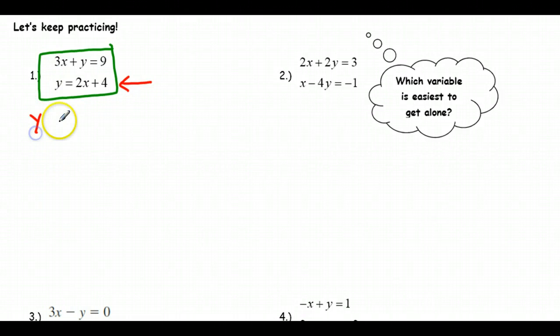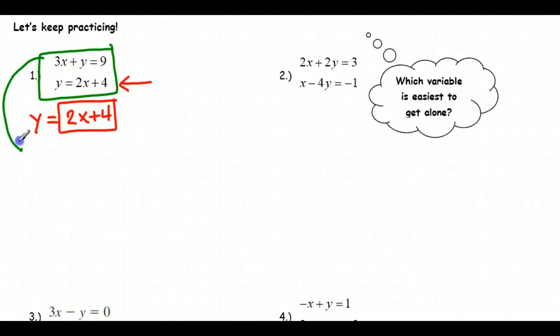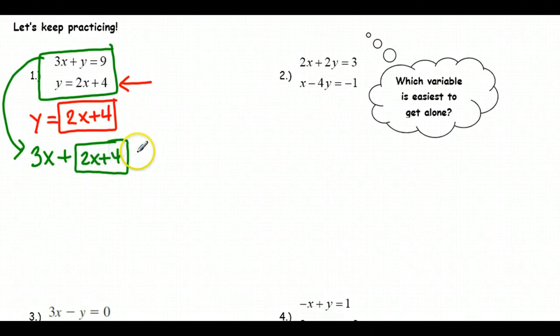So I'm just going to write that. Y equals 2x plus 4. So again, I'm saying that the value of y is 2x plus 4. I'm going to take my first equation, or the other equation, which is 3x plus y, which I can now say is 2x plus 4, and that equals 9. So again, I've taken the value of y and I've plugged it into the other equation.